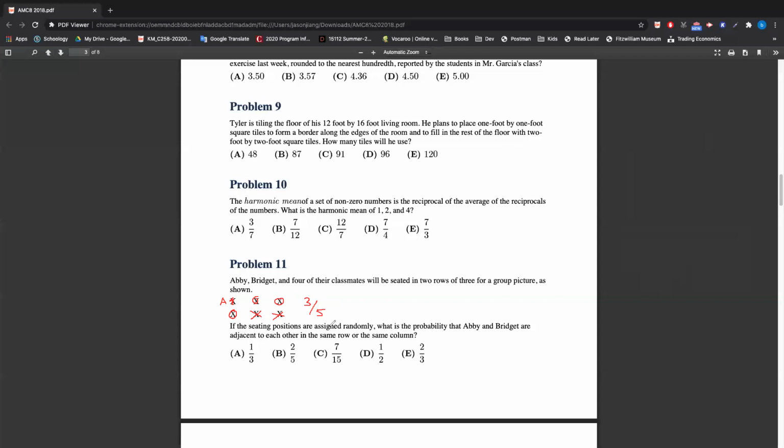Same row, same column. I missed something.